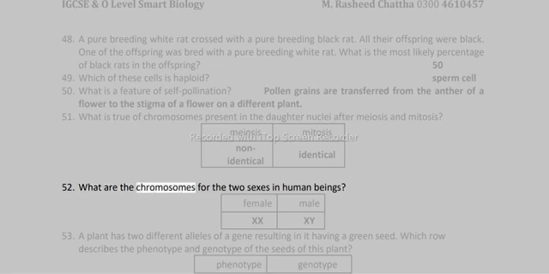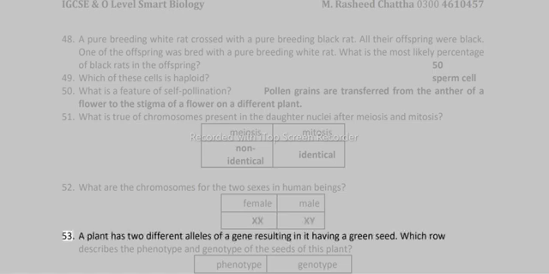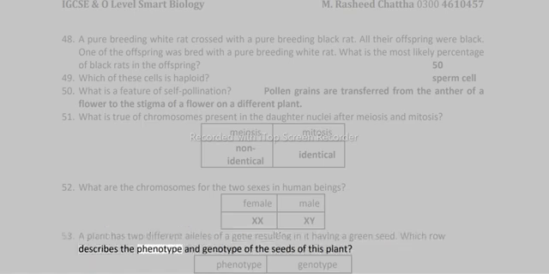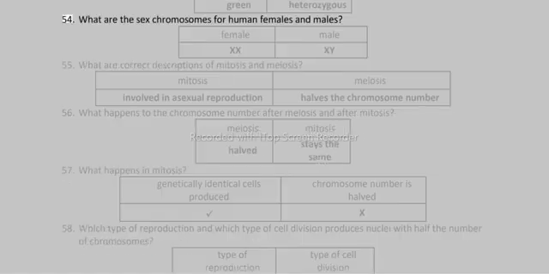52. What are the chromosomes for the two sexes in human beings? Female XX, male XY. 53. A plant has two different alleles of a gene resulting in it having a green seed. Which row describes the phenotype and genotype of the seeds of this plant? Phenotype green, genotype heterozygous.